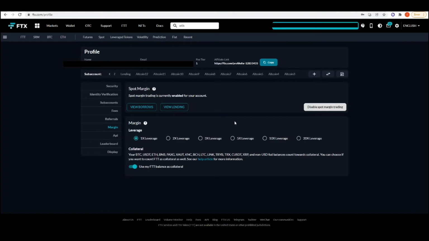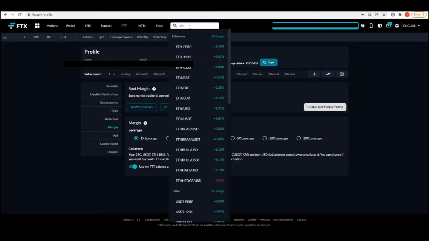Short selling in crypto can be very dangerous because a lot of these cryptos can pump 20 or 50% a day. So if you've got like 5x leverage on that, then you're going to lose all of your money. So stick with 1x leverage for now. And let's pick a coin to short sell. I'm just going to pick Ethereum because it's very liquid.